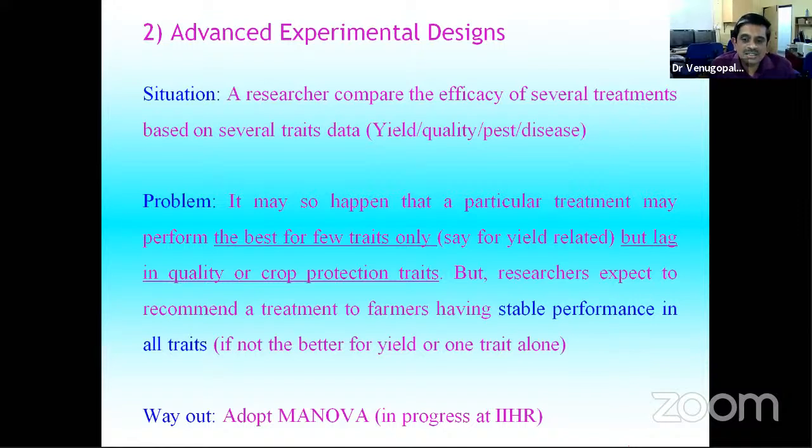So several traits, researchers would have observed the data. It captures the interassociation among the traits. Then using a principal component analysis, it will work out a Z score for each of the treatments, for each of the replications across traits. Then finally, for the combined trait, one ANOVA will be done. So that ANOVA will say which is the best treatment across all the traits.